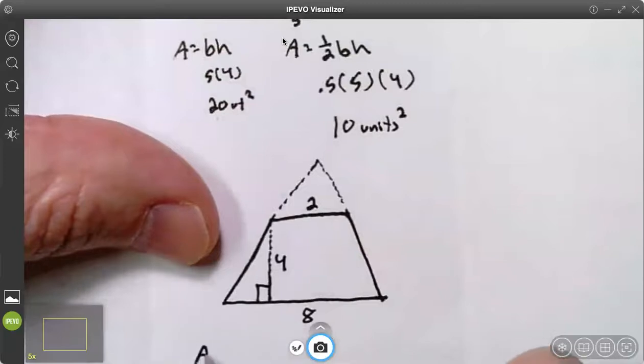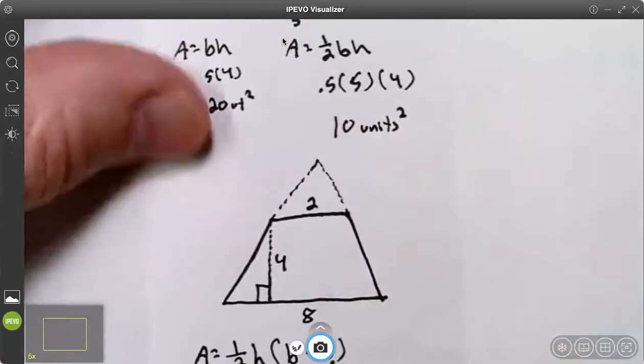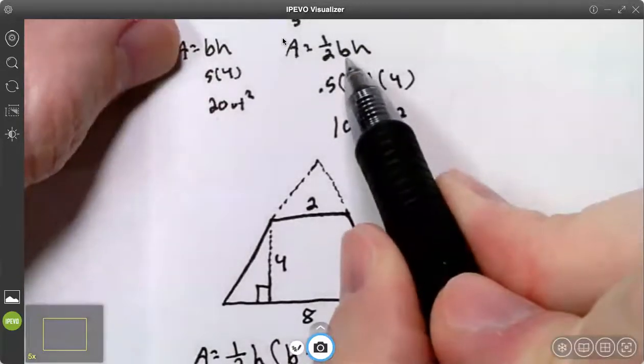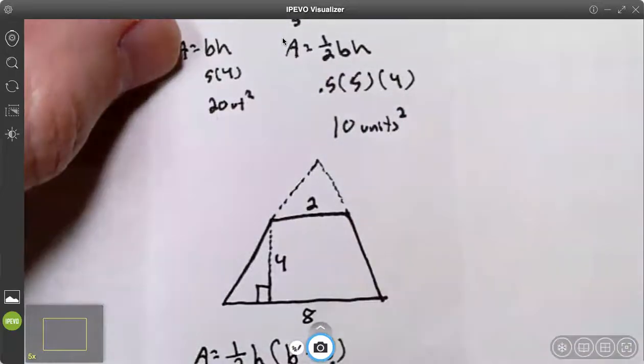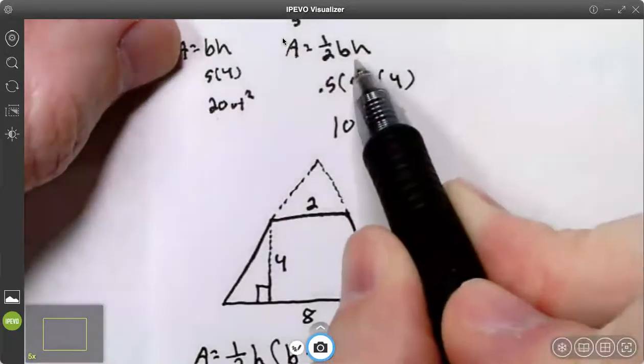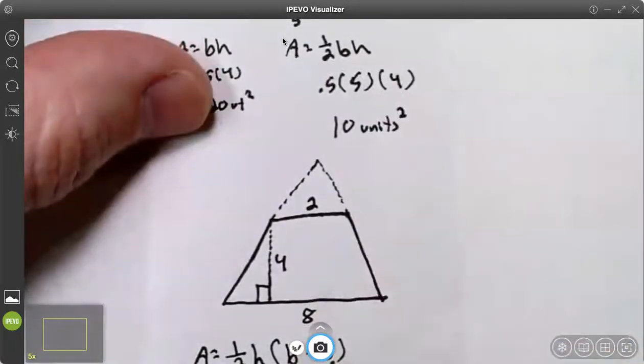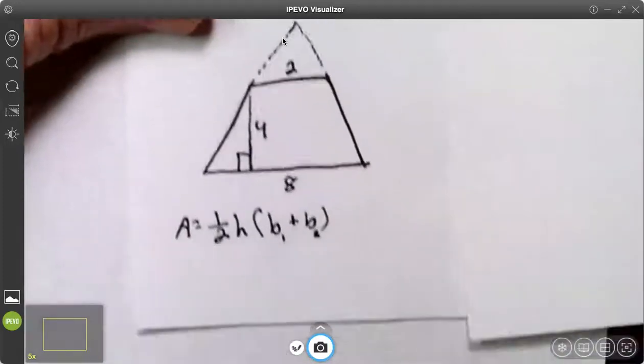So area of a trapezoid is half the height times the sum of the 2 bases. Same formula as a triangle, except instead of 1 base, I have 2 bases. I have to add them together. Now, I changed the order. Instead of half base times height, I did half height times the sum of the bases, but it doesn't matter.